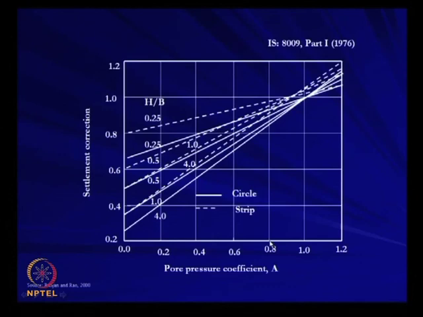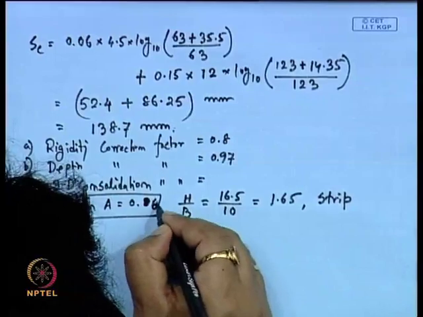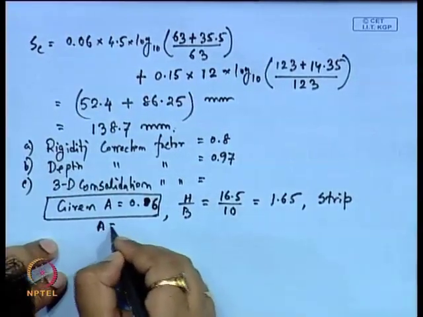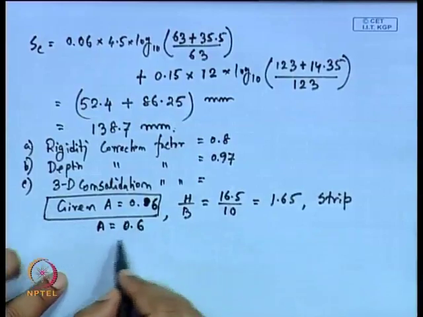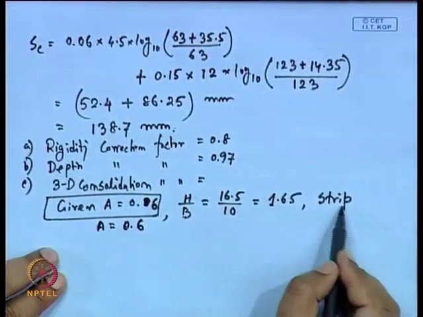So, this is the 0.8 and the H by B value is 1.65, on the dotted line, so it lies in between 1 and 4. Actually, the A value taken is 0.6, not 0.8. So, the given value of A is 0.6, H by B is 1.65, and this is a strip footing.